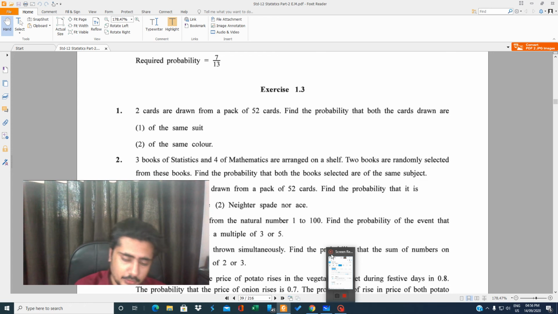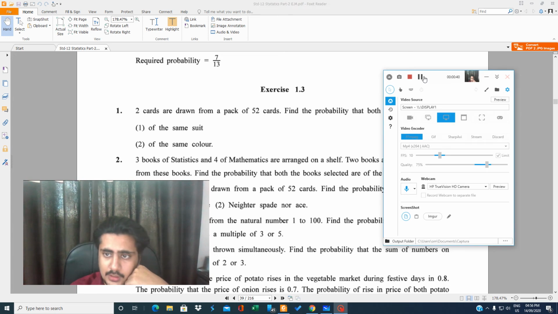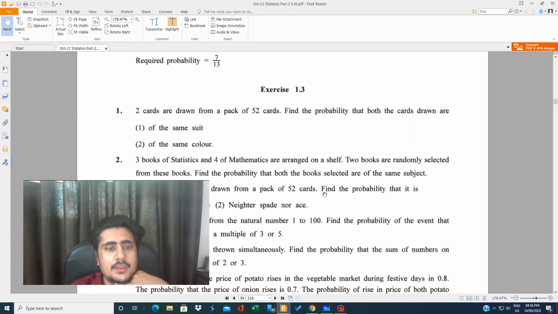In 1.3 sum number 2, let us read the question. Three books of statistics and four books of mathematics are arranged on a shelf. Two books are randomly selected from these books. Find the probability that the books selected are of the same subject.